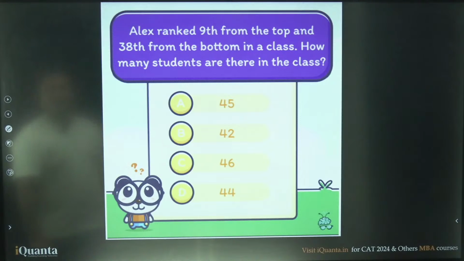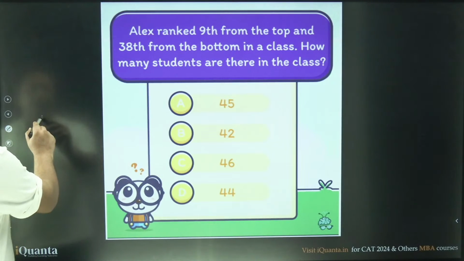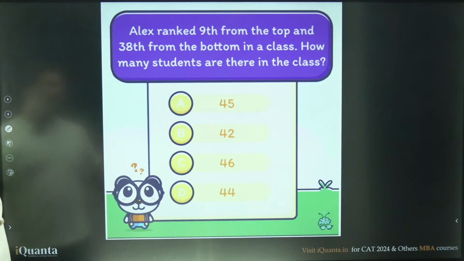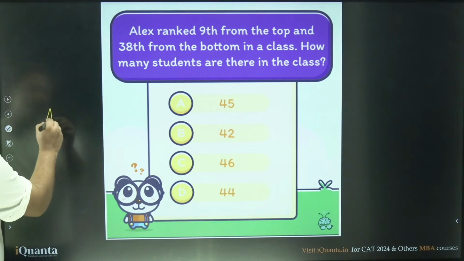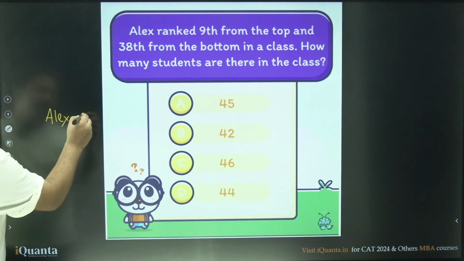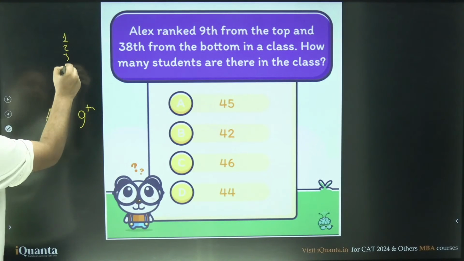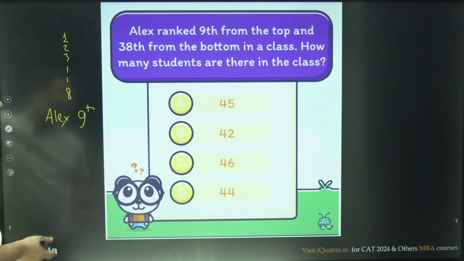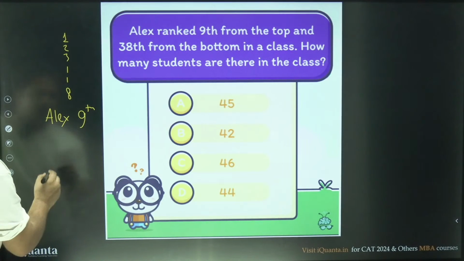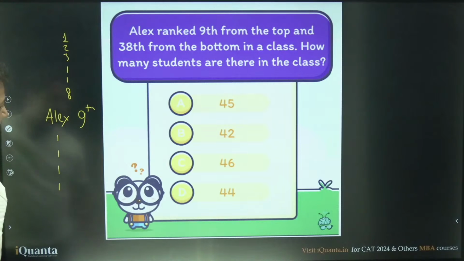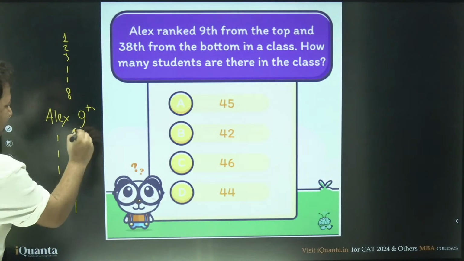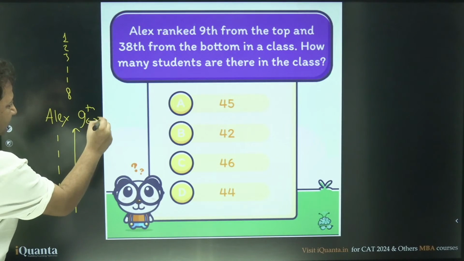Forty-six, yeah, of course, that is the right answer. So, see what happens. This is Alex, and 9 from the top. That means there are 1, 2, 3 till 8 people above him, and he is 38th from the bottom. So, if I go like this, this 9th becomes 38th.